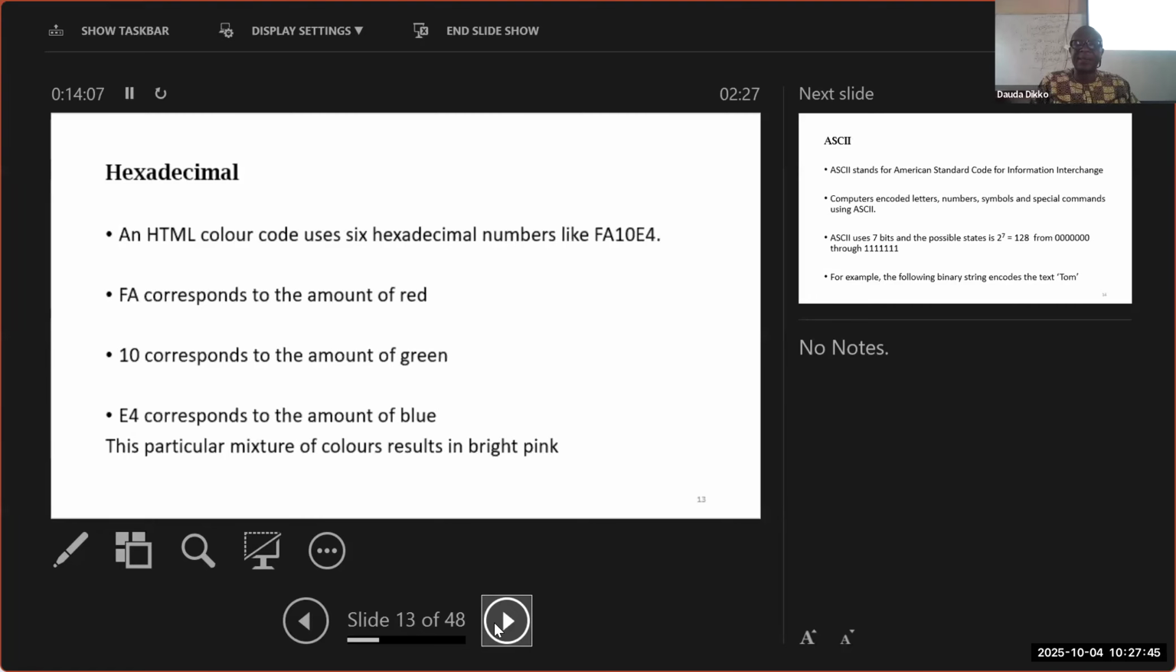So let's look at a typical example of hexadecimal numbers that is used by the HTML color code. So we have FA10E4. The first FA represents red. Then 10 corresponds to green. Then lastly, E4 corresponds to blue. So if equal amounts of the colors are now added, it will result in bright pink.